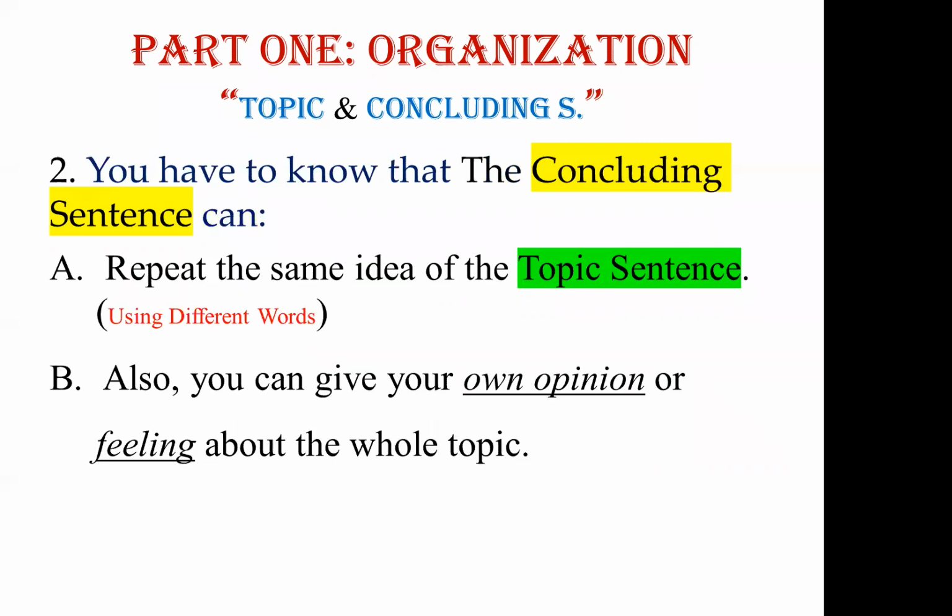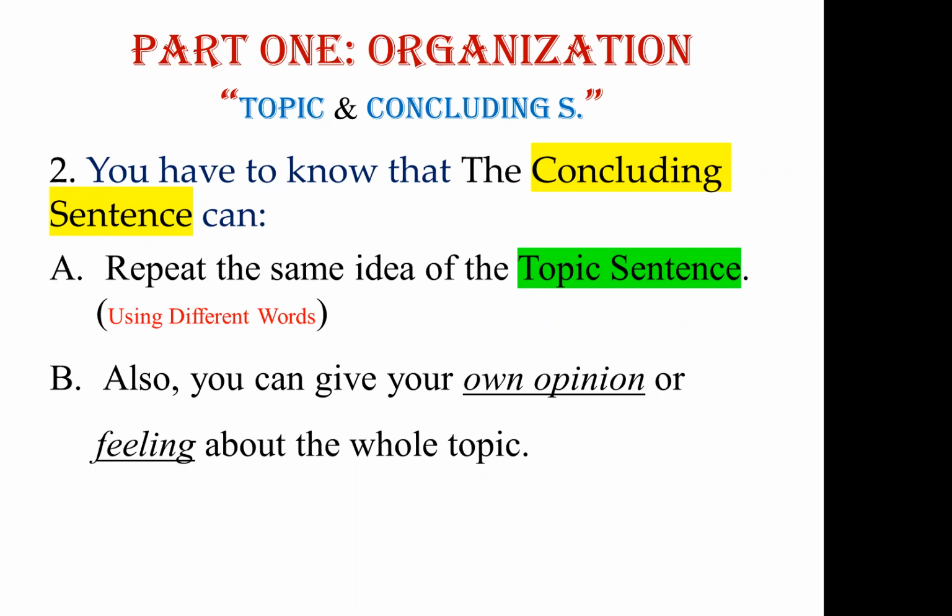The second thing in a descriptive paragraph is the concluding sentence. You have to know that the concluding sentence has two patterns. It can first repeat the same idea of the topic sentence using different words. I think this is clear because we mentioned this before. So this is a normal pattern. It can only repeat the topic sentence, but using different words.